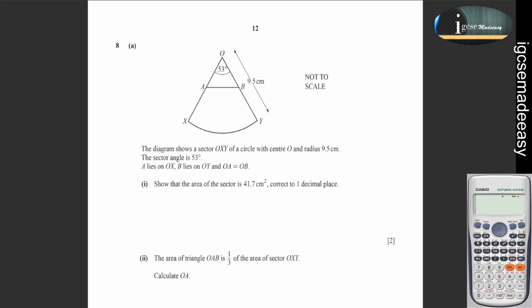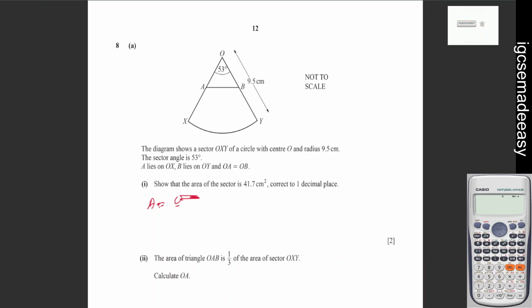Question number 8. The diagram shows a sector OXY of a circle, and the radius is 9.5, and OA is equal to OB, and OY is 9.5. That is the radius, right? So we know that to find the area of the sector, we can use the formula: area of the sector is theta by 360.